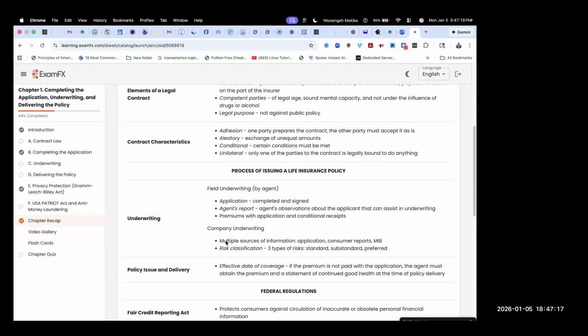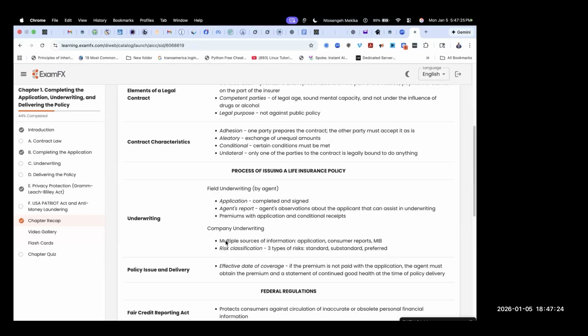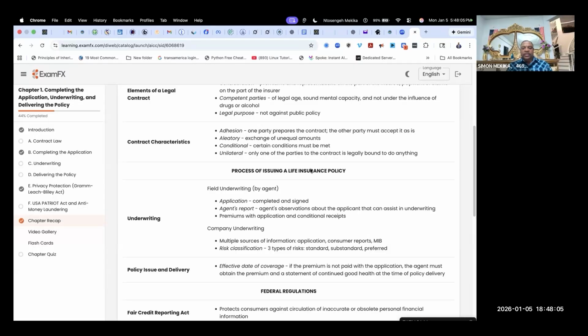The process of issuing a life insurance policy. Field underwriting by agent. Application completed and signed. Agent's report: agent's observations about the applicant that can assist in underwriting. Premiums with application and conditional receipts. Company underwriting: multiple sources of information, application, consumer reports, MIB. Risk classification, 3 types of risks: standard, substandard, preferred.